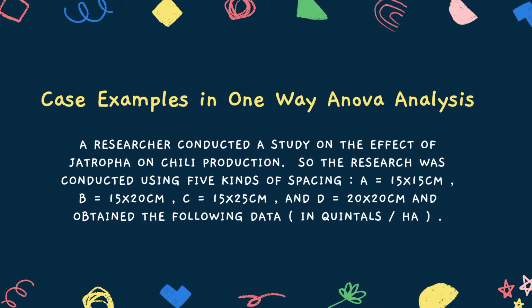This is the case example in one-way ANOVA analysis. A researcher conducted a study on the effect of jatropha on chili production. The research was conducted using 4 kinds of spacing: A equals 15 by 15 centimeters, B equals 15 by 20 centimeters, C equals 15 by 25 centimeters, and D equals 20 by 20 centimeters, and obtained the following data, in quintals per hectare.